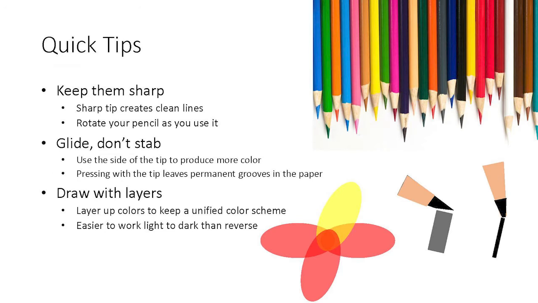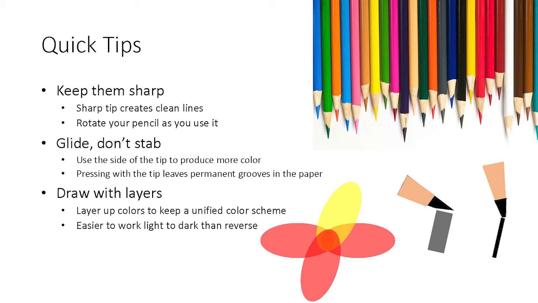So when using a colored pencil, there are a few things you want to keep in mind. Always try and keep them as sharp as you can. A sharper pencil will let you create cleaner lines and tighter details. One way of doing this is to sharpen your pencils using a sharpener. You can also learn to rotate your pencils as you are using them. This will keep your pencil sharp as you are using them to draw.